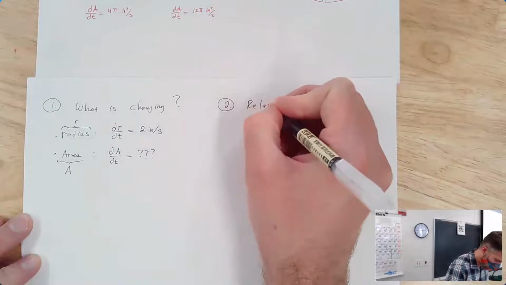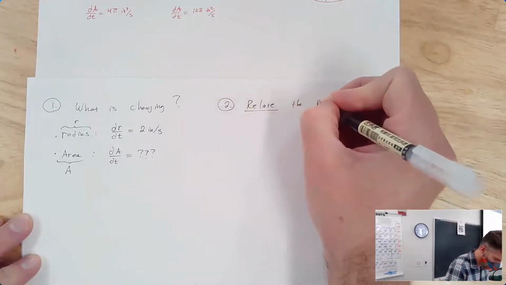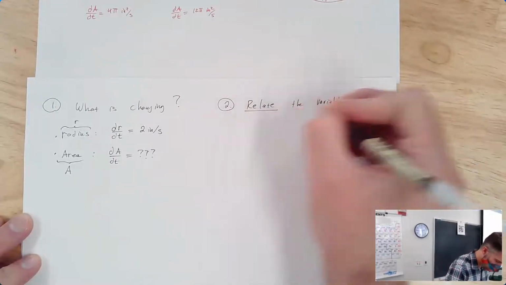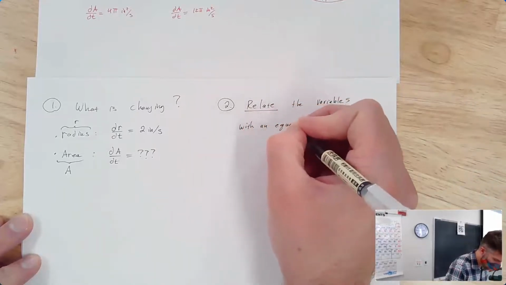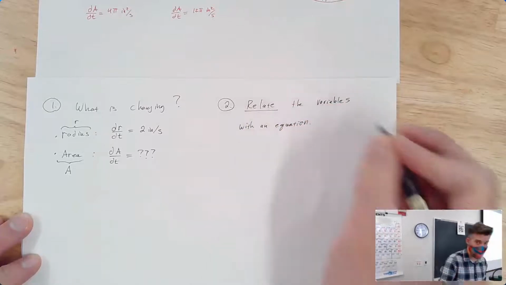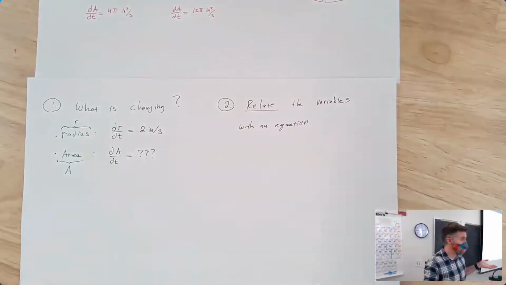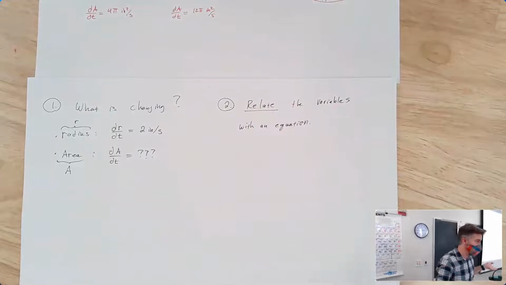Relate the variables with an equation. Most of the time, not all the time, but a lot of the time, this is going to be some sort of geometry formula. Like the area of a circle is pi r squared. That's the formula that relates these variables.